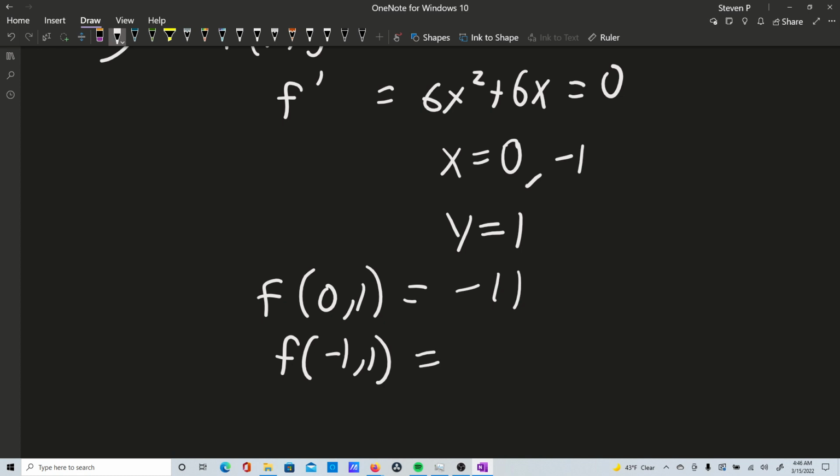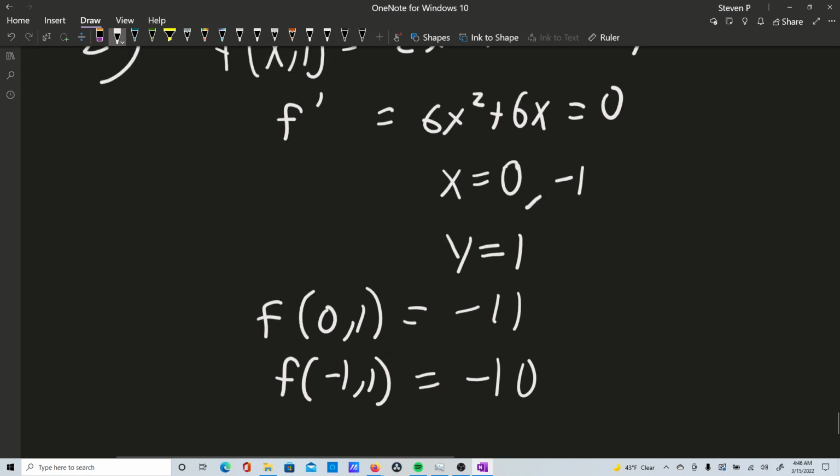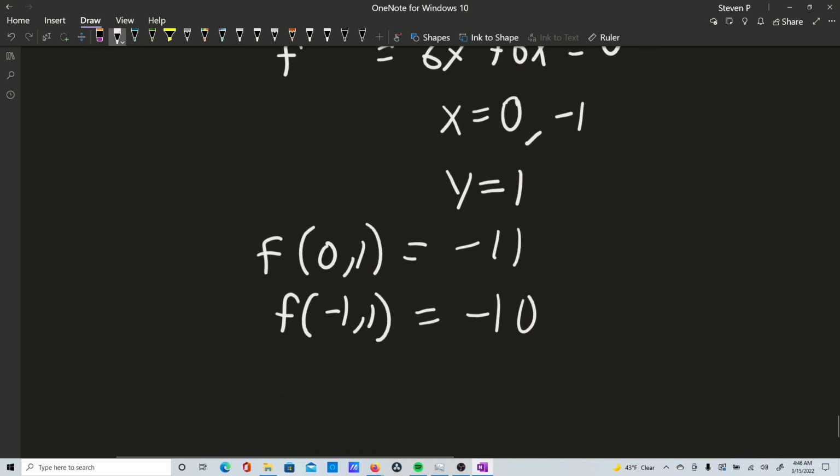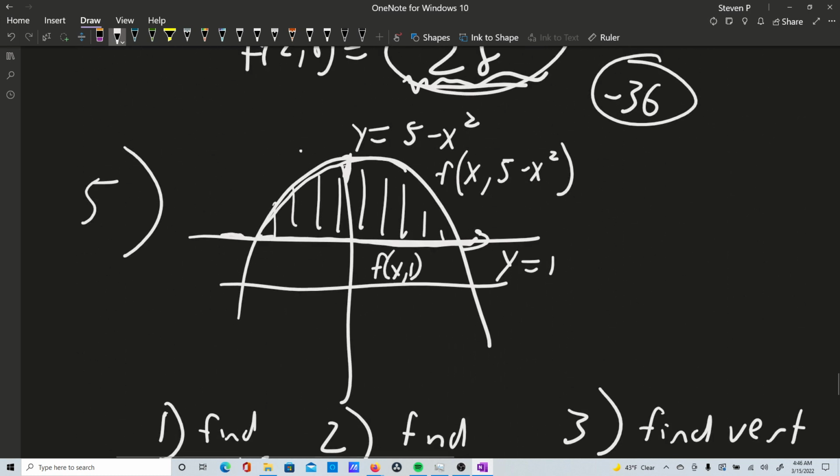Minus 2, 1. I think it turns into like minus 10. Is that right? Anyways, I think it turns out to not be a critical point, so we don't have to worry too much. But okay, so that was checking along this line right here on the domain, right?